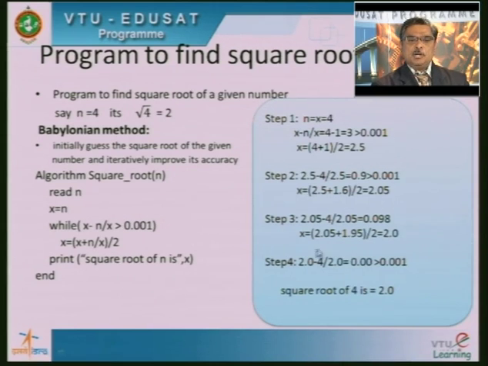You observe this 2.0, that is the new value of x, minus 4 by n, n remains the same value, 4 by 2 is 2. 2.0 minus 2.0 results in 0. Is it greater than 0.001? That is the accuracy you are expecting. Since it is false, the control goes outside the loop and prints the value of x.